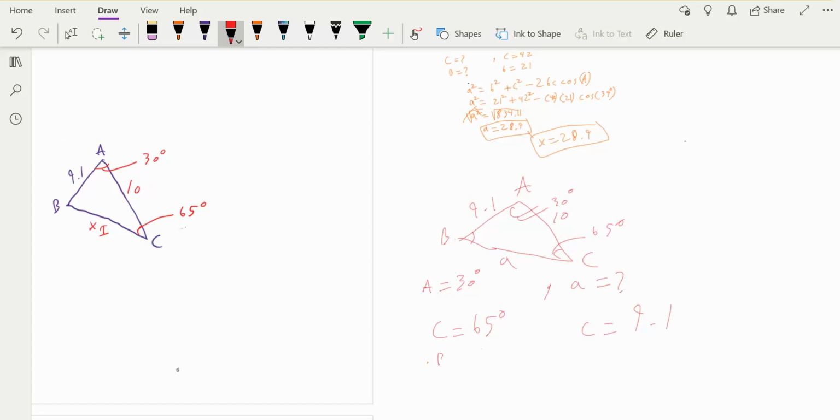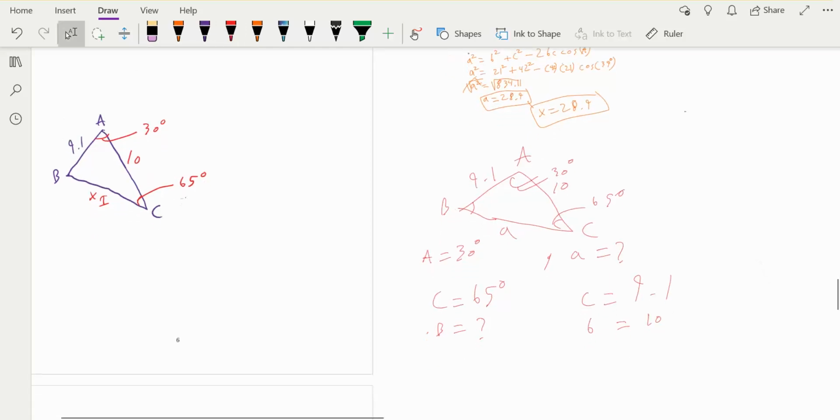Okay, think about this for a minute. Which rule would you use to find side A? It's very easy to come up with in like one second. I'll give you a second to think about it, and then I'll go over it.